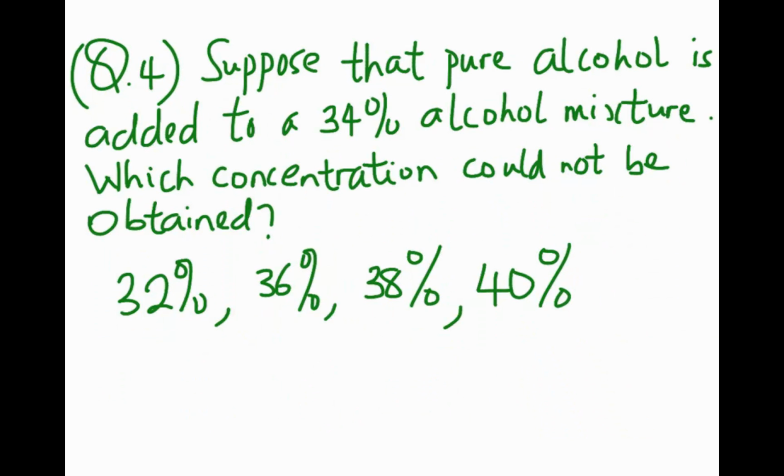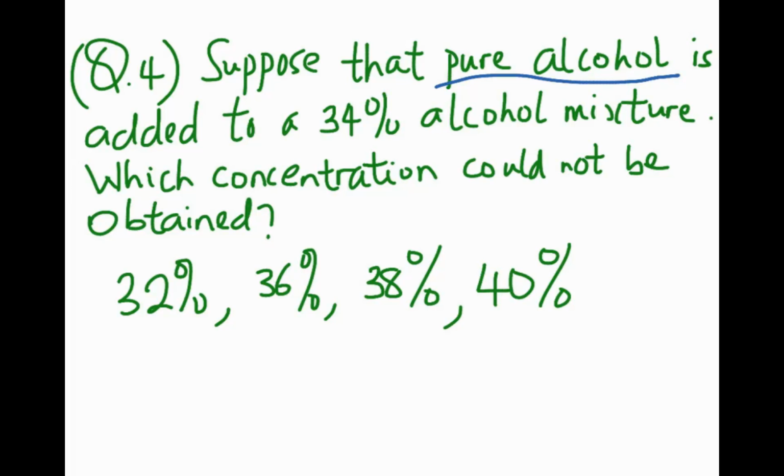Question 4. Suppose that pure alcohol is added to a 34% alcohol mixture. Which concentration could not be obtained? Now, when we talk of pure alcohol, it means what? 100% alcohol. No other thing. The concentration of the alcohol is 100%.